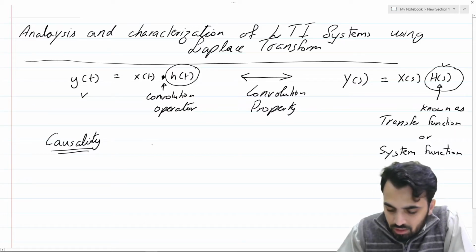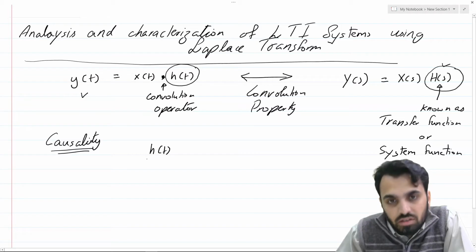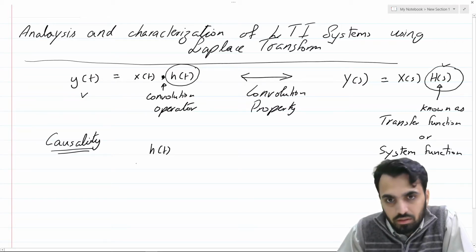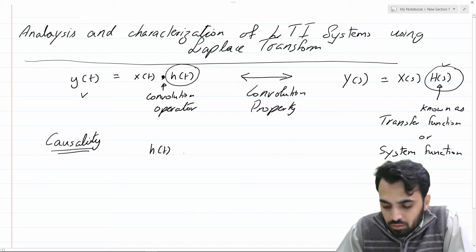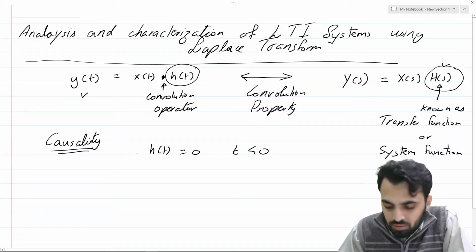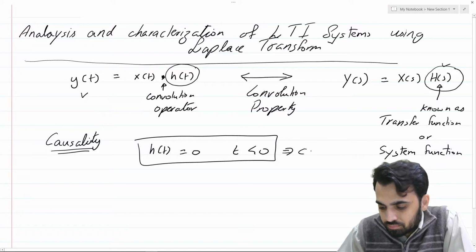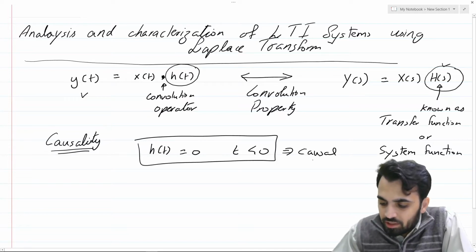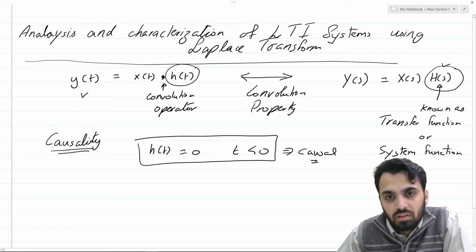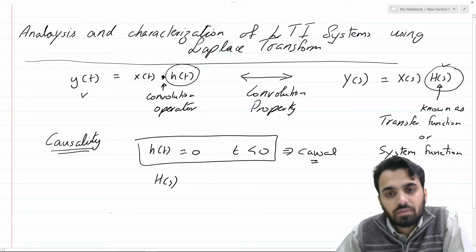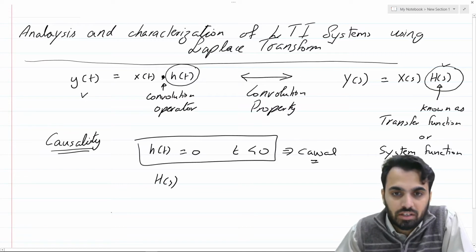In time domain, we said that for a linear time invariant system having an impulse response h of t, if h of t is 0 for t less than 0, then the system is causal. We can determine the causality by means of a transfer function as well, that is, h of s can be used to find the causality of a given system.